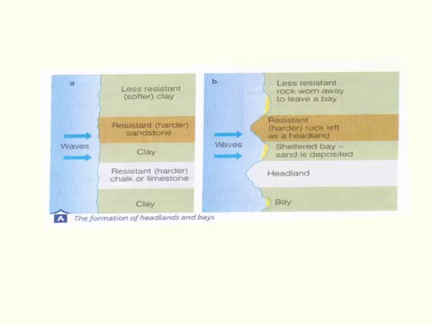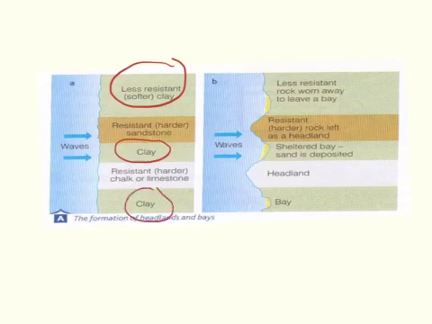Hi lads, just want to talk to you about the formation of headlands and bays. What you can see in the diagram here is they form where you have alternating layers of soft rock surrounded by harder, more resistant rock. And as you can see, we've used as the example here the soft rock being the clays and the harder rock being rocks such as sandstone or chalk and limestone.